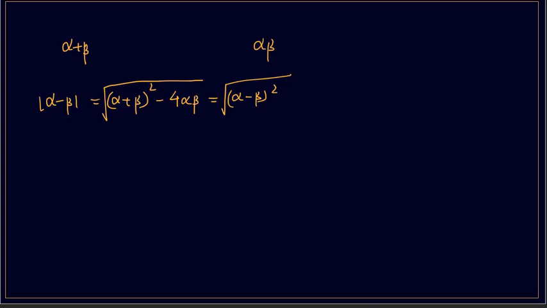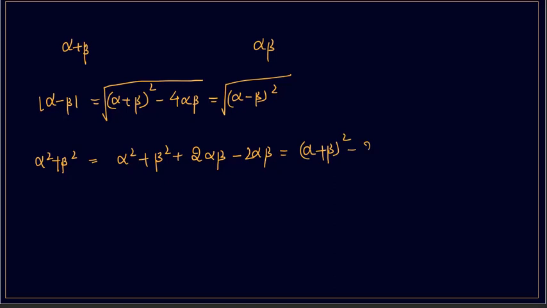Now, next one, that is alpha square plus beta square. If I want to find this value, what will we write? We will write it as alpha plus beta the whole square, plus I will add 2 alpha beta in it and subtract 2 alpha beta in it. So that turns out to be alpha plus beta the whole square minus 2 alpha beta.